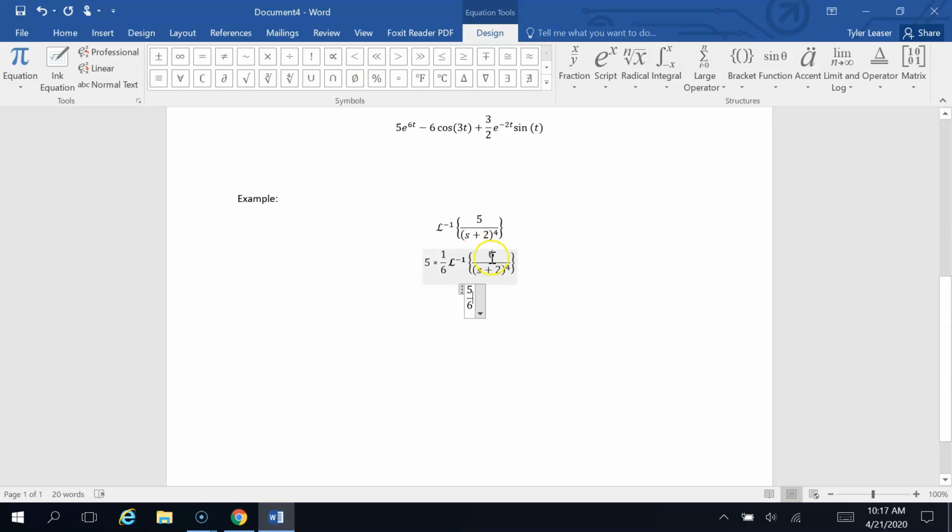This is the 3 factorial up top, the 3 plus 1 exponent on the bottom, and our a is negative 2. So this is going to change to be e to the negative 2t and then t cubed.